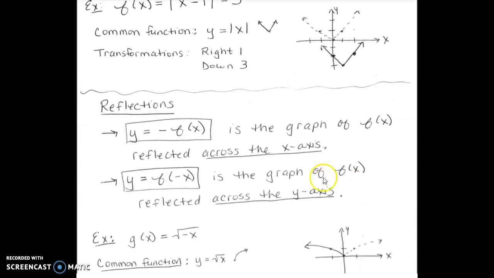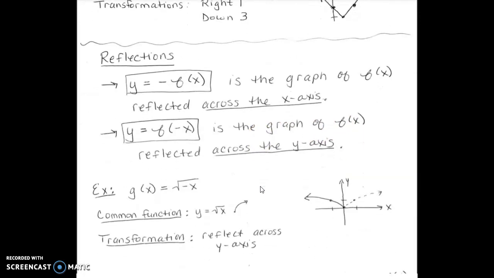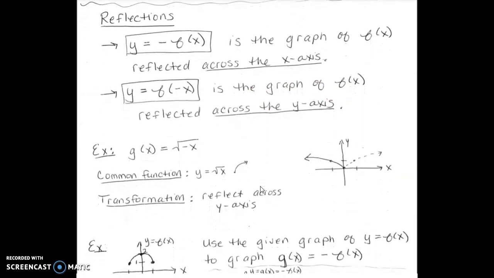Next, we're going to go over how to apply reflections, or how to identify them and then apply them. Y equals negative f of x is the graph of f of x reflected across the x-axis. So it is a vertical reflection. Y equals f of negative x is the graph of f of x reflected across the y-axis. So it is a horizontal reflection.